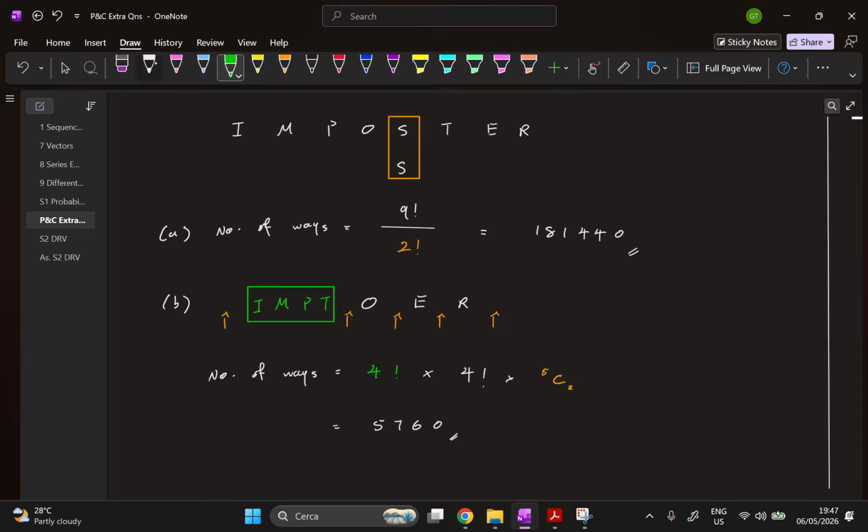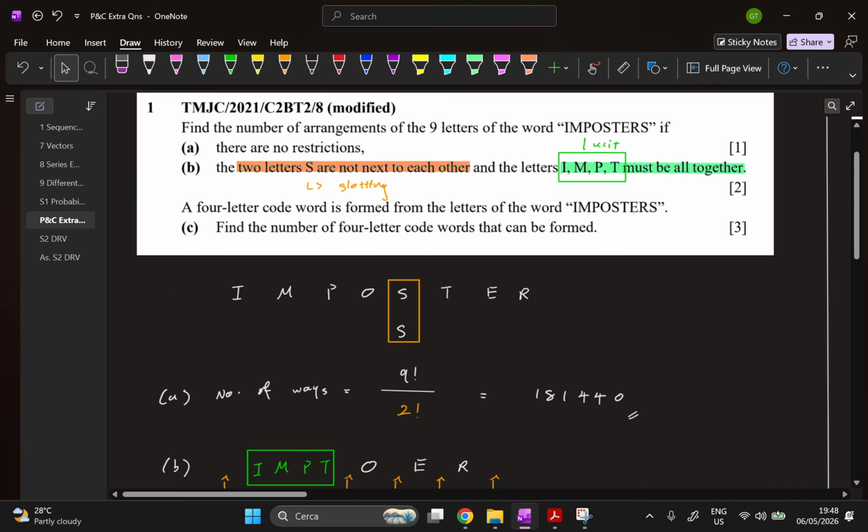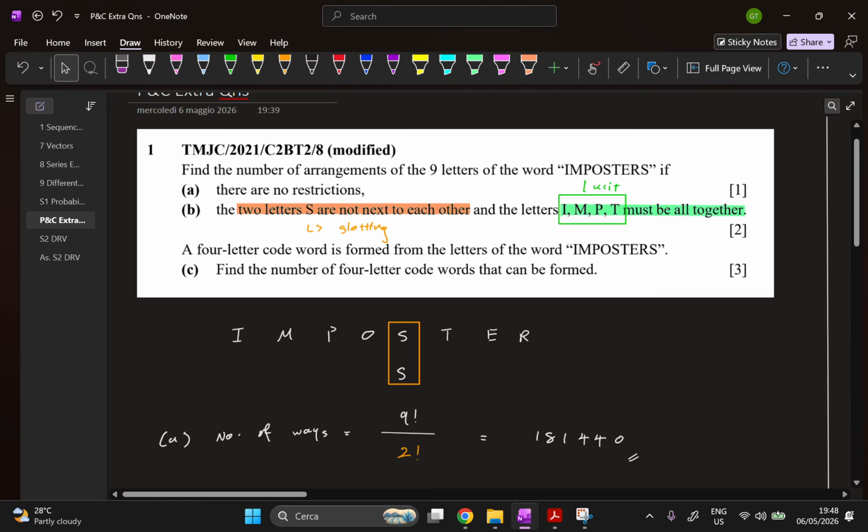Then you permute the total number of distinct units, and any slotting gets done last. Okay? Keep this order in mind. Now, part C of this question is very reminiscent of tutorial S1 question 3C.